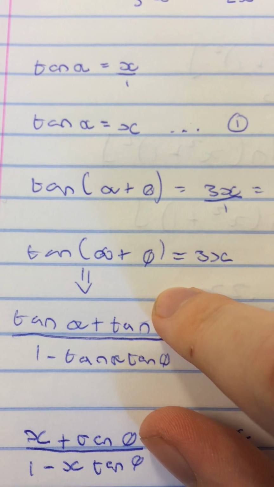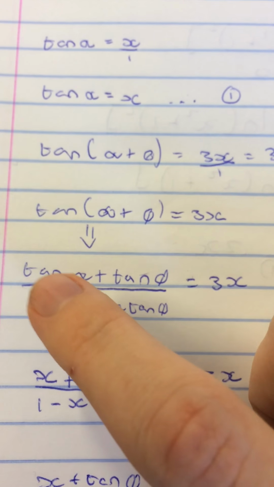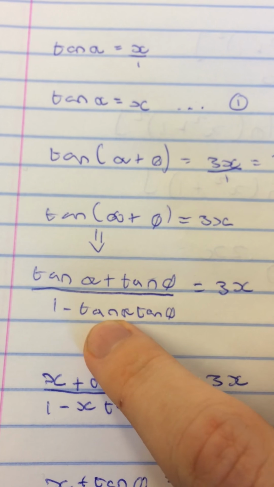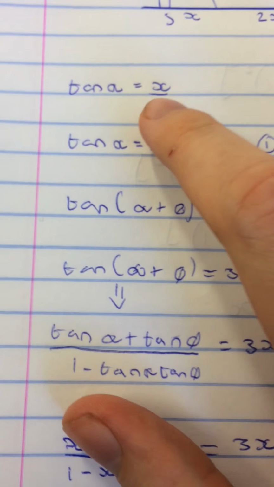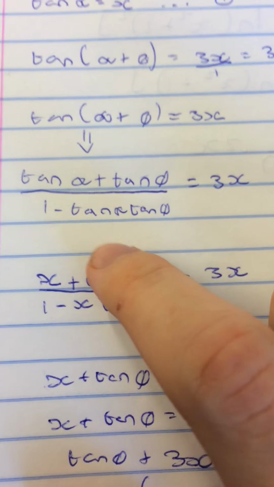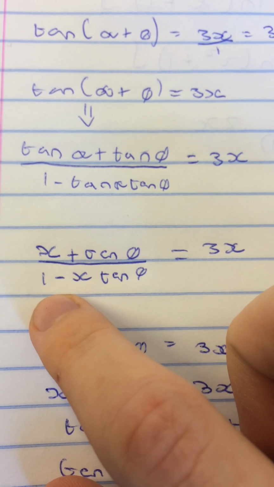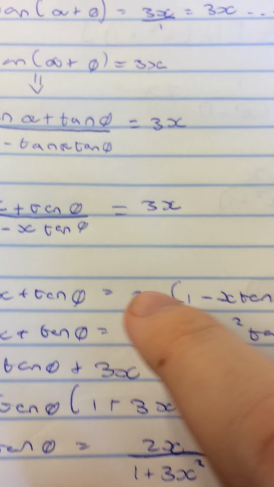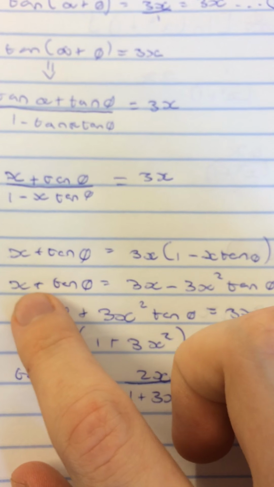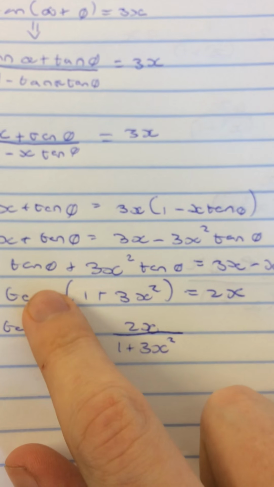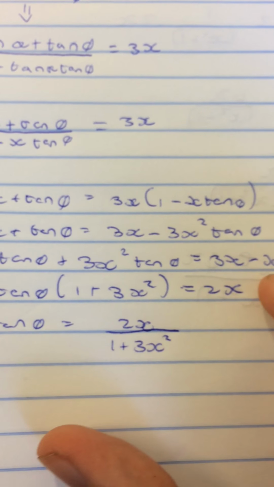Tan(alpha plus theta) can be written using trig rules as (tan alpha plus tan theta) over (1 minus tan alpha tan theta) equals 3x. However, from our first equation, we understand that tan alpha is equal to x. So we fill that in place of tan alpha. So we have (x plus tan theta) over (1 minus x tan theta) is equal to 3x. After that, we carry across the other side and multiply out. So we eventually land up with tan theta plus 3x squared tan theta is equal to 3x minus x.